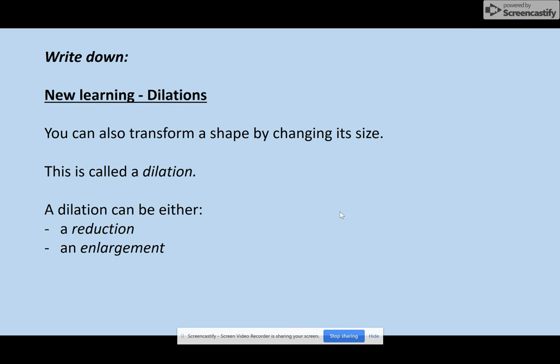So you need to write this down. Your heading would be dilations, and I want you to write down, you can also transform a shape by changing its size. This is called a dilation. A dilation can be either a reduction, which would make the original shape smaller, or an enlargement, which would create an image which is larger than the original shape, of course. So just pause the video while you get that down. Meanwhile, I will move right on.